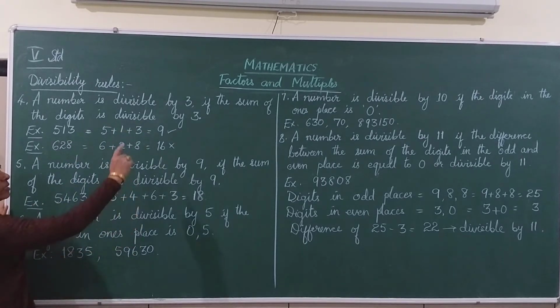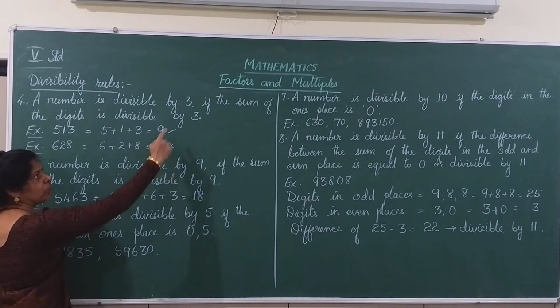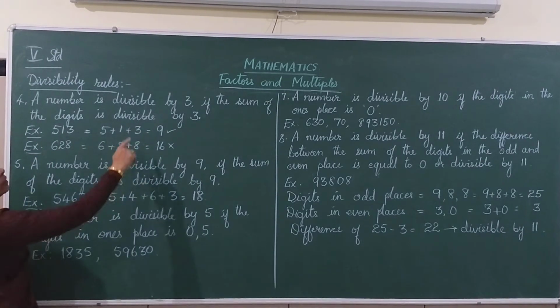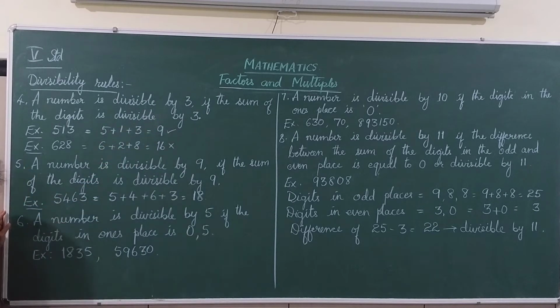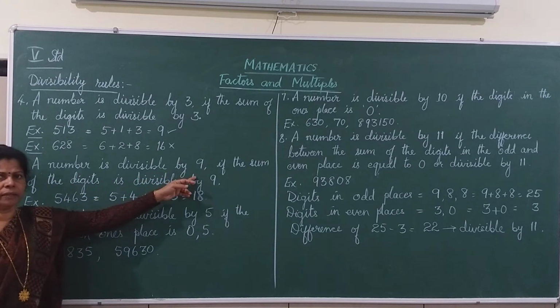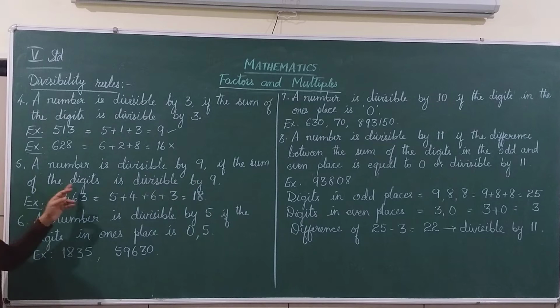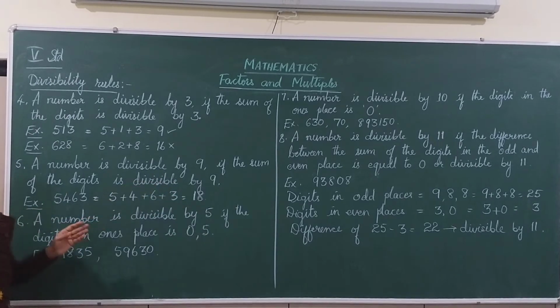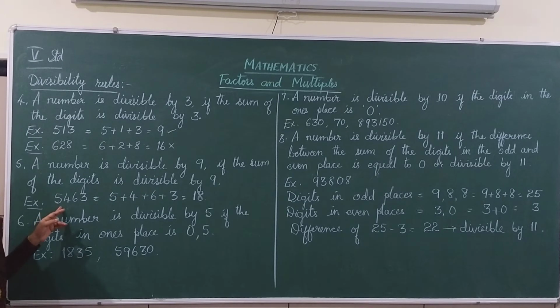So only if any number comes which is divisible by 3, if you see that number in the table of 3, then you can say this number is divisible by 3. Did you understand? Coming to the next one, a number is divisible by 9 if the sum of the digits is divisible by 9. The sum of digits means what? See here they are given 5463. 5 plus 4 plus 6 plus 3.